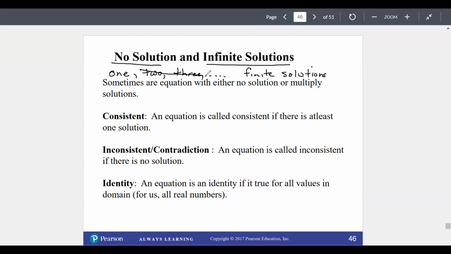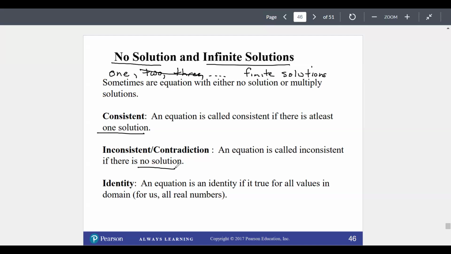So we have what we call consistent, inconsistent, or a contradiction, or an identity when we're trying to talk about what kind of solutions we can have and what kind of equations we have. An equation is called consistent if there is at least one solution. So if I have a solution, it's consistent. It's inconsistent or a contradiction if the equation has no solution. So that's one way we define equations. Either they have solutions and they're consistent, or they have no solutions and they're not consistent.